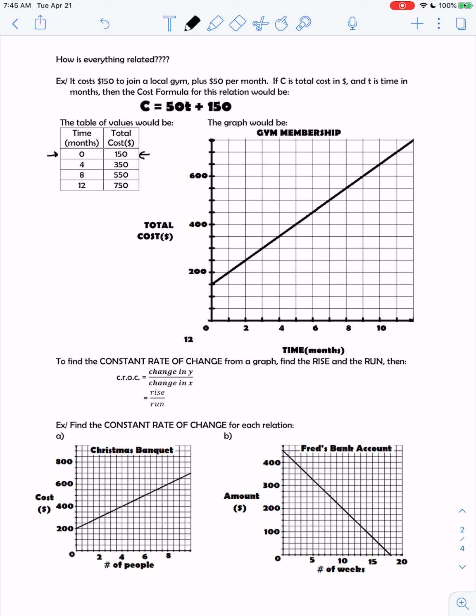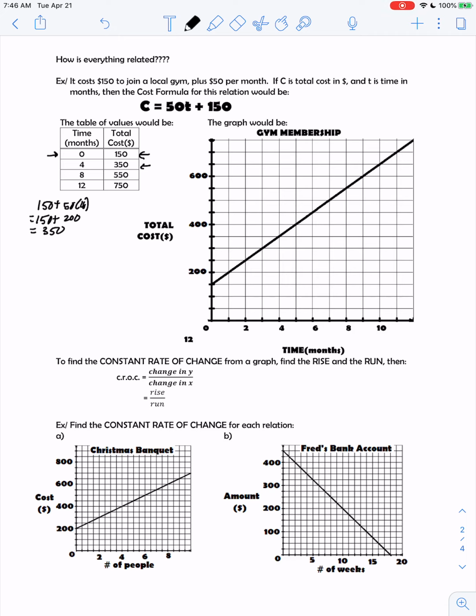Now, if you are going to be there for 4 months, then you've got to do the $150 plus, it's $50 per month after that, so plus 50 times 4. So that would be 150 plus 50 times 4 is 200. And so that's going to be $350. So you see that number right there is $350.